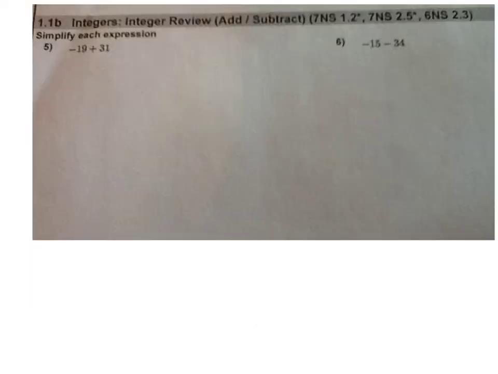We are adding and subtracting integers, okay? And the rules say that if your signs are different, then you subtract. If your signs are the same, then you add. So our first problem, number 5, has a negative and a positive, which means that they're different and we have to subtract. So 31 minus 19, I need to borrow. So 11 minus 9 is 2, and 2 minus 1 is 1. So my answer is 12.